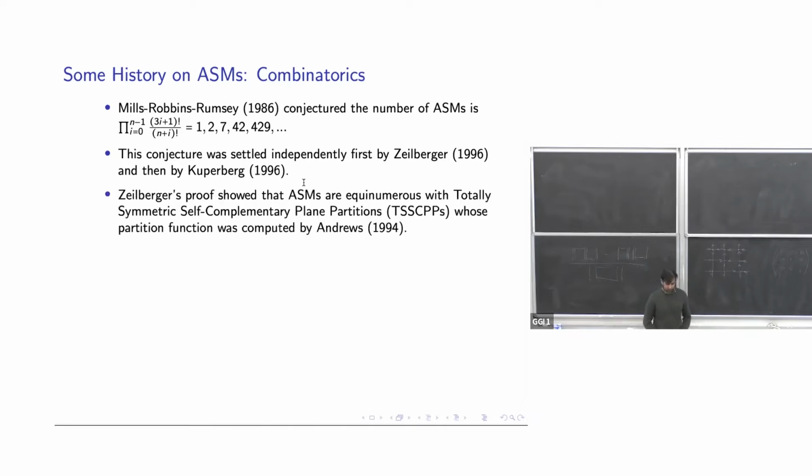So Zeilberger's proof, what he did was he showed that ASMs are equinumerous, so the number of ASMs is the same as the number of another model called totally symmetric self-complementary plane partitions. And the formula for these totally symmetric self-complementary plane partitions had already been computed. So I'm going to tell you what the TSSCPPs are a little bit later in the talk.